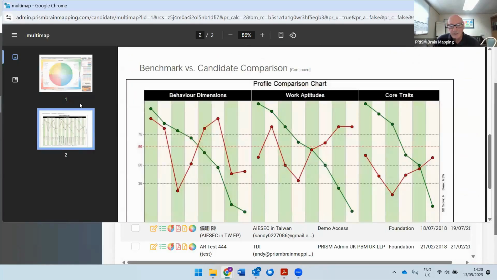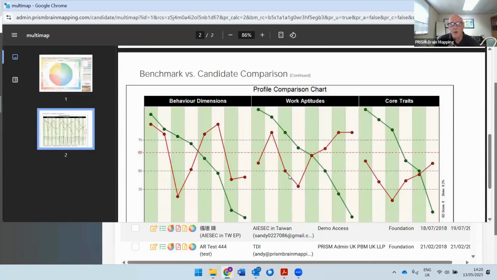If we look here, you can see exactly what we've just been discussing in tabular form. You can see the top two are matched, the third is not, and you can see the gaps between the two. You can also see the same on the work aptitudes and core traits. There were some big gaps between the two that need to be explored.